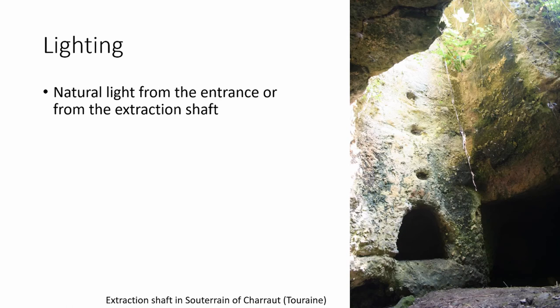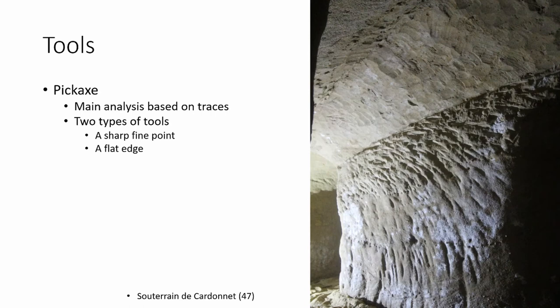Another source of light, finally, is the extraction shaft. When you are digging your souterrain, the extraction shaft is open and provides light, at least in the immediate environment of the room behind this extraction shaft. As for the tools, we believe, and we know, that they were using many big axes. This picture is quite interesting because it shows that we have two kinds of tools.